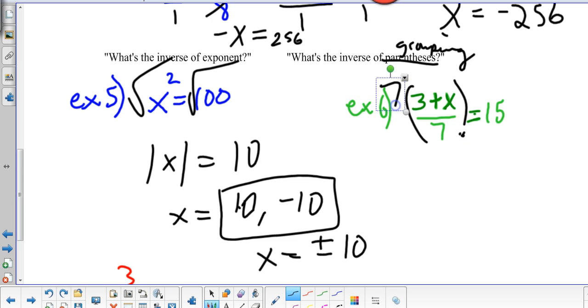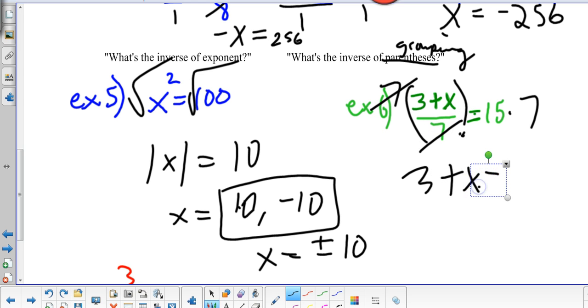So multiply both sides by 7. And that will cancel these 7s and give me 3 plus x. So I've ungrouped the 3 plus x. And 15 times 7 is 105. 105 minus 3, x is 102.